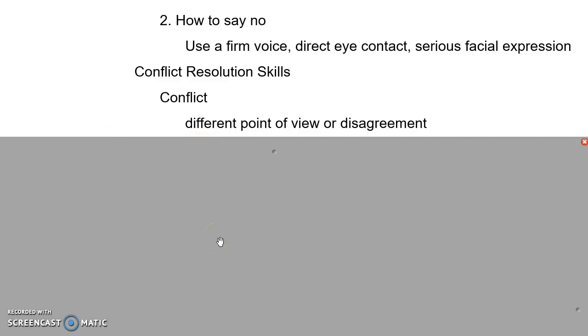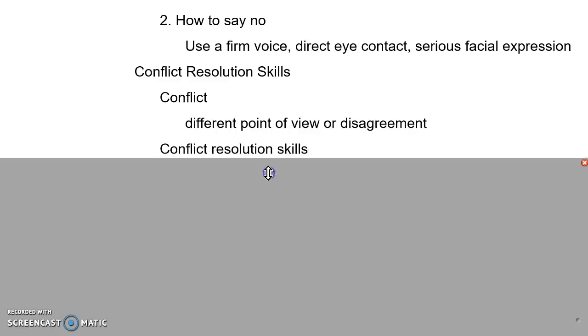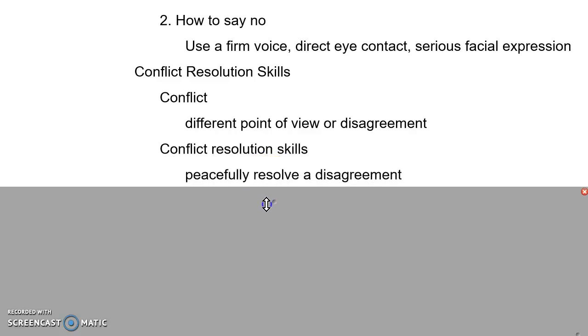That different point of view and disagreement needs to be solved in a manner that is effective for all parties involved.